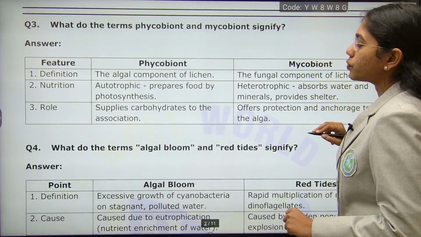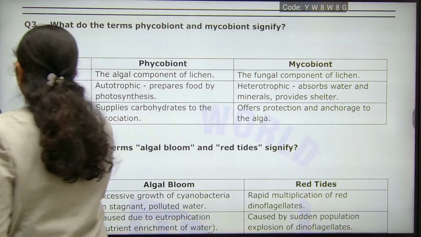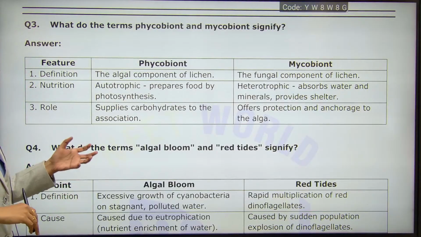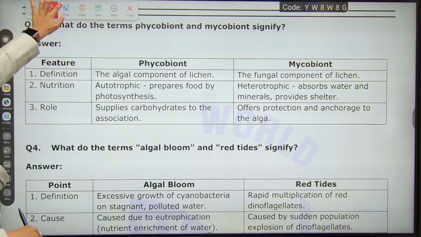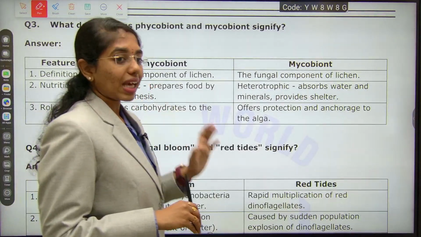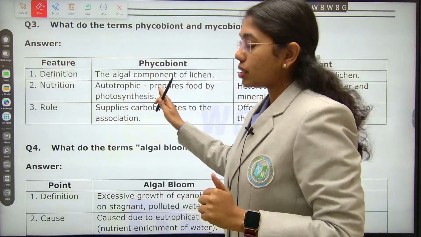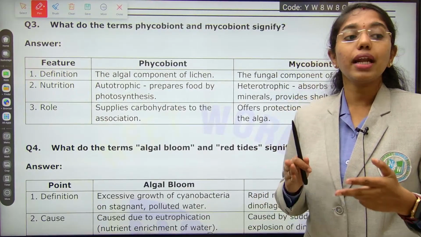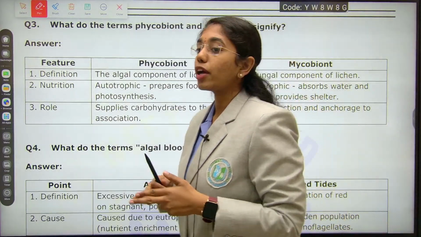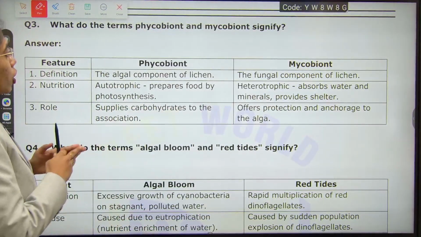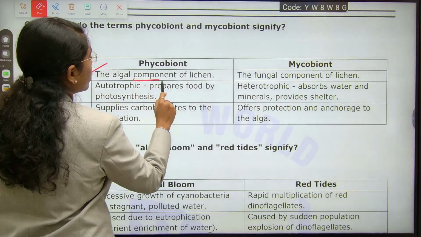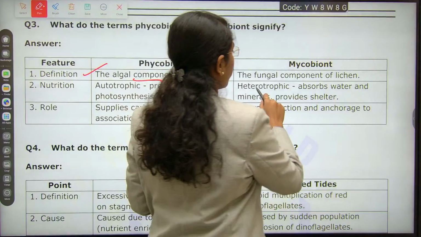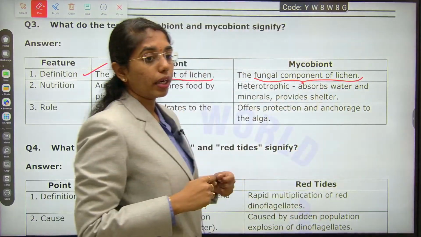What do the terms phycobiont and mycobiont signify? Whenever differences or comparative analysis is asked in the question, be it a short answer type or a very short answer type of question, make sure you present the answer in a tabulated form. So here, phycobiont is the algal component of lichen. Mycobiont is the fungal component of lichen.